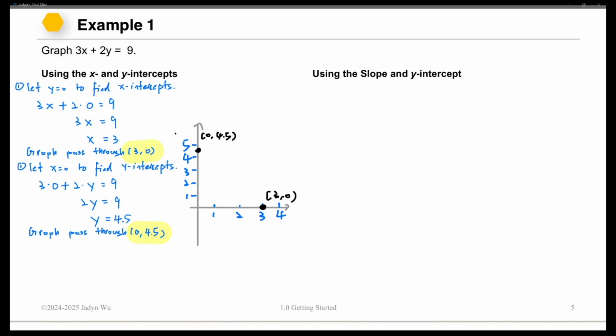And now we only need to connect the 2 points here to find the graph of our equation. We also need to remember to label the line as well. Now, let's try to use the slope and the y-intercept to graph the line. To use slope and y-intercept, we will need to learn about the slope. We have already solved for the y-intercept, so we'll skip that and label that the y-intercept will be what we just solved, 0, 4.5.